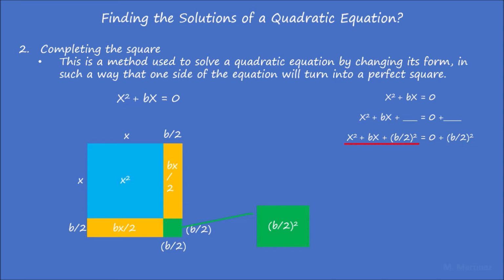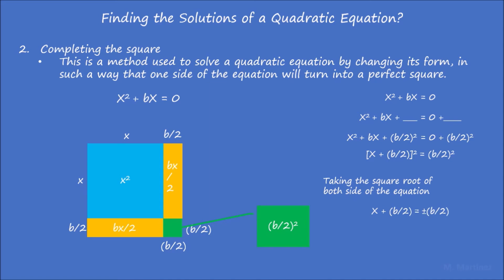Now, since this equation is already a perfect square, we can write it as the quantity x plus b over 2 squared is equal to b over 2 squared. Taking the square root of both sides of the equation will result in x plus b over 2 equals positive and negative b over 2. Solving for x, x is equal to b over 2 minus b over 2. Also, x is equal to negative b over 2 minus b over 2. Therefore, the roots or the solution for this equation is x equals 0 and x equals negative b.